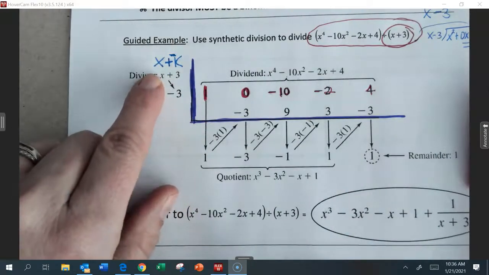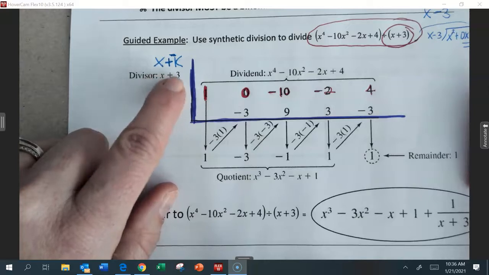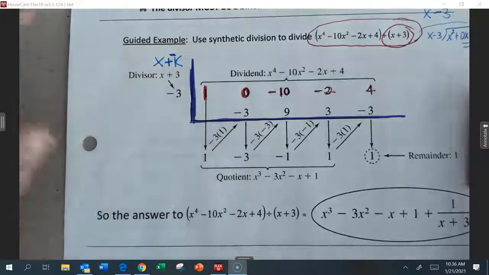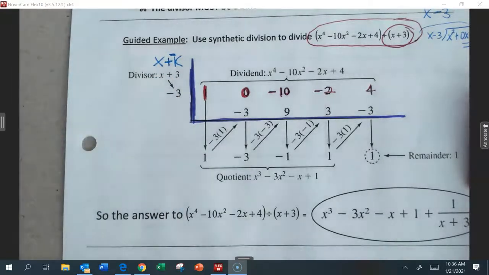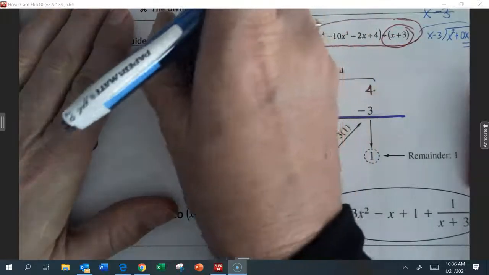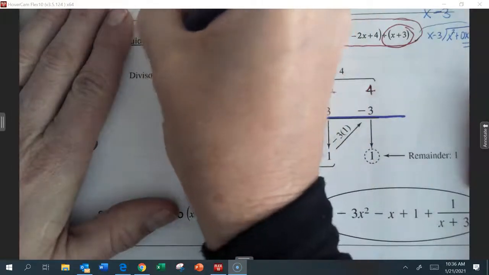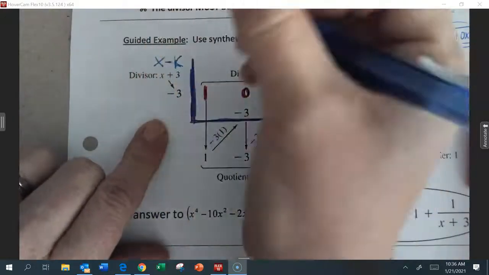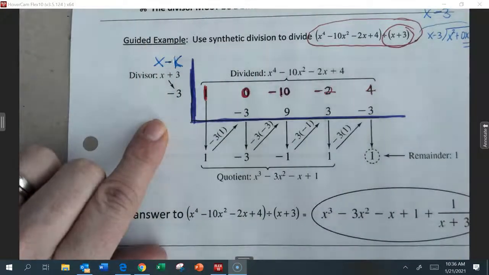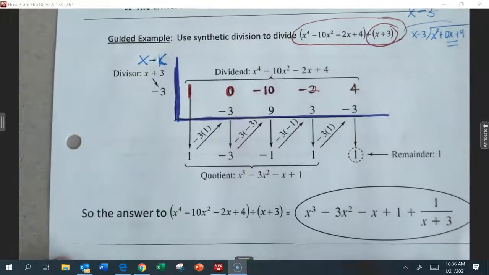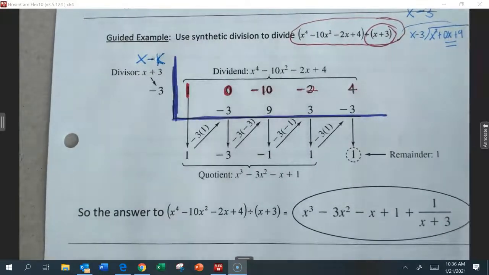So here, it should be negative 3. So it's always the opposite of what you think. So if you see minus 3, that's fine, it goes in as a 3. So the k always goes out here, okay? Now, here's how you do synthetic. Once again, I'm going to write over this so you can kind of see what I'm doing, okay?